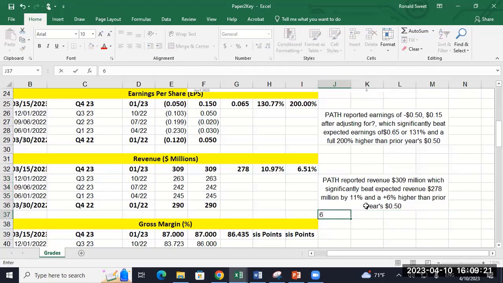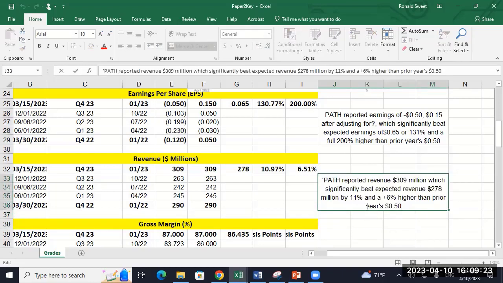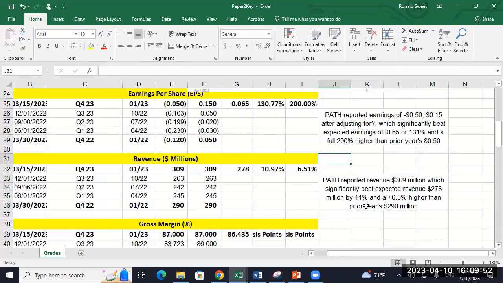I don't want to hit escape because that messes everything up. I don't know what I'm hitting. 6.5% higher than prior year's 290 million. So the market was actually expecting their revenues to be lower this year than last year. That's kind of amazing, and they were actually higher than last year's. So that's pretty impressive. Let me fix some of this.